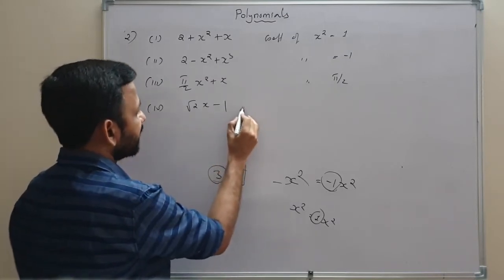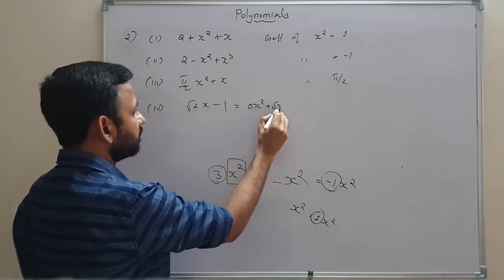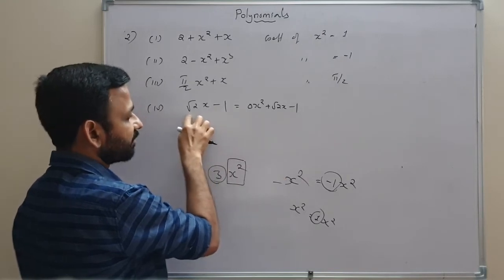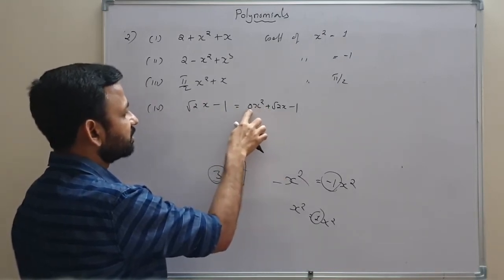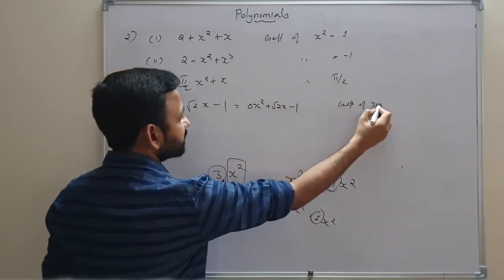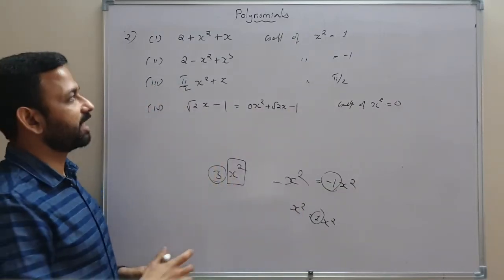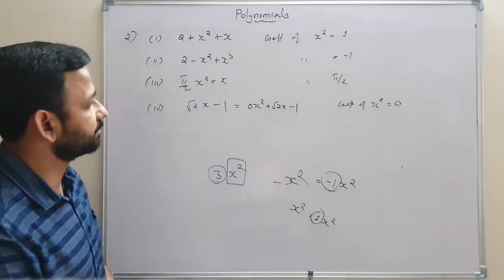The reason is it can be written as 0x square plus root 2x minus 1. Both of them are the same, so we don't have an x square term. When we write it like this, the coefficient of x square is 0. So here we can write the coefficient of x square equal to 0 in this question. Like this we can find the coefficient of x square or coefficient of x, etc.